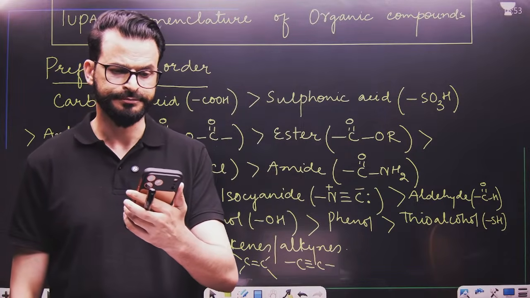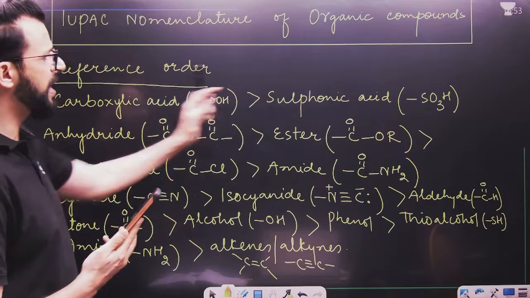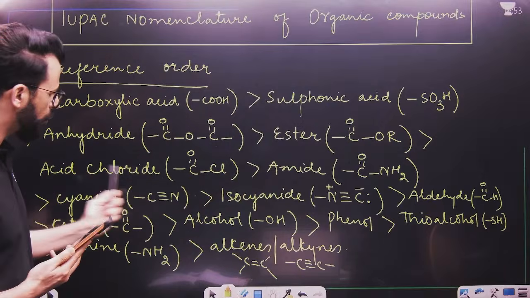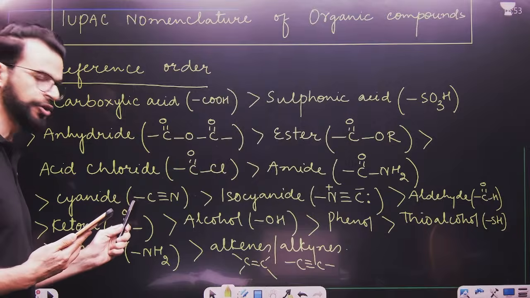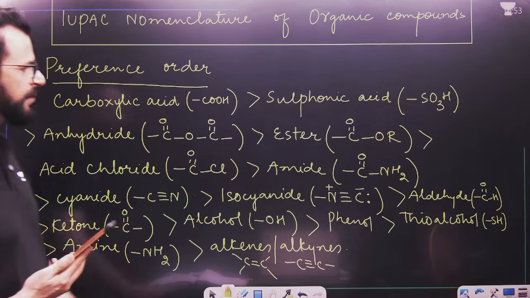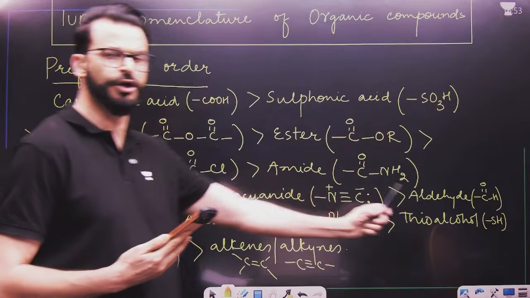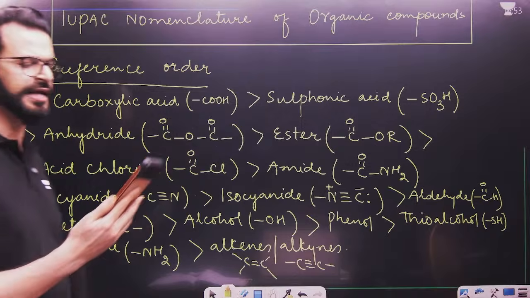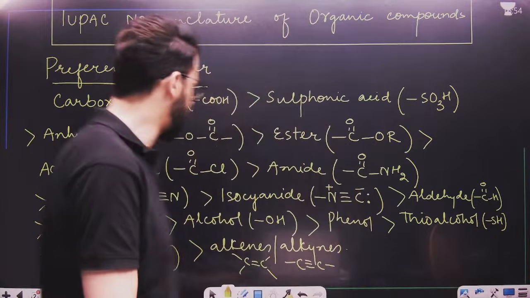Among these, anyone can act as a principal functional group. For example, if acid chloride and cyanide are there, then acid chloride will act as the principal functional group and cyanide will act as a substituent. Similarly, if thioalcohol and amine are there, thioalcohol comes first in order, so it will become the principal functional group and the amine will act as a substituent. Is this point clear?